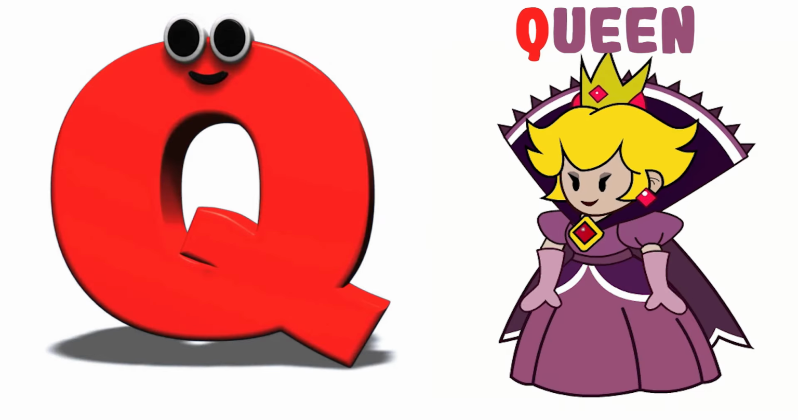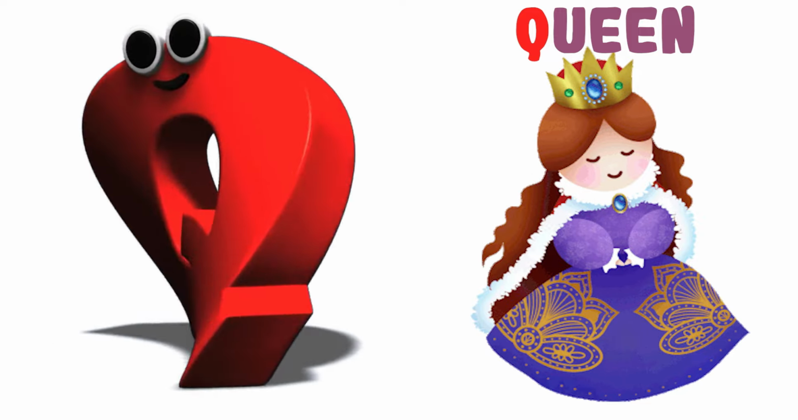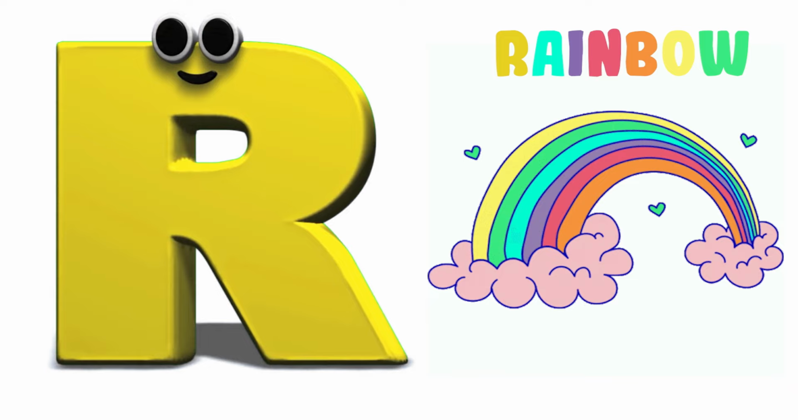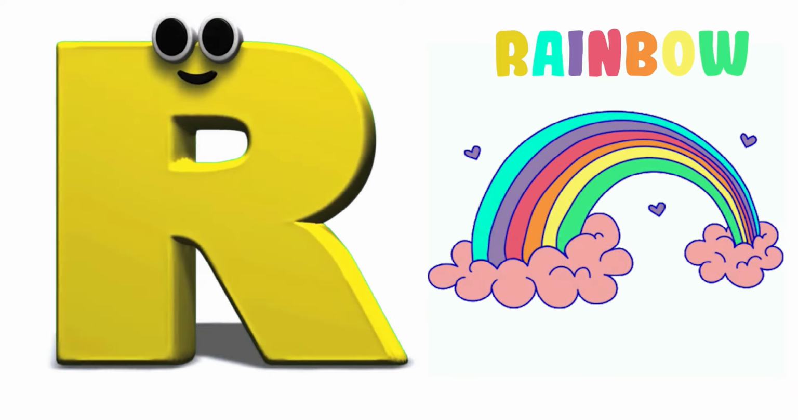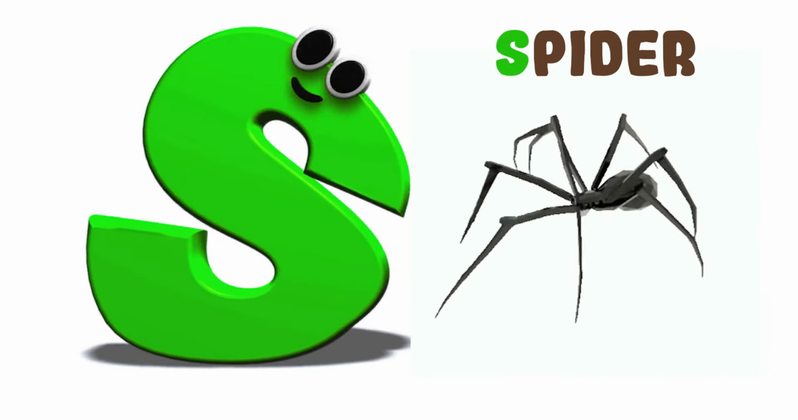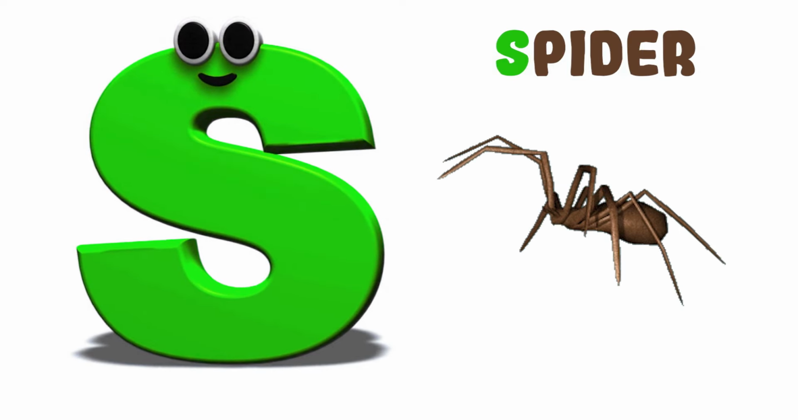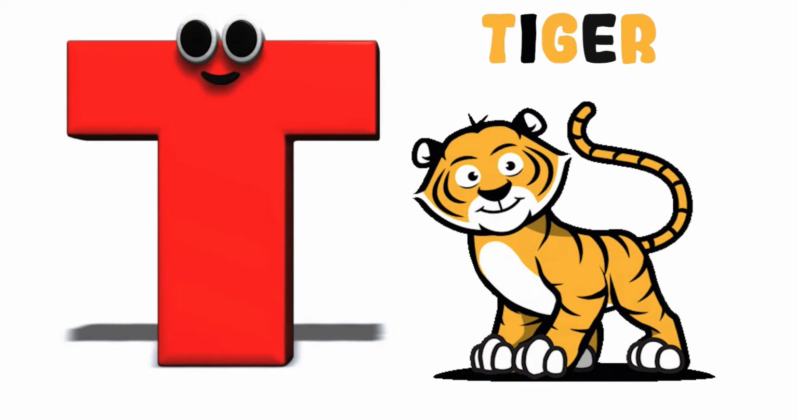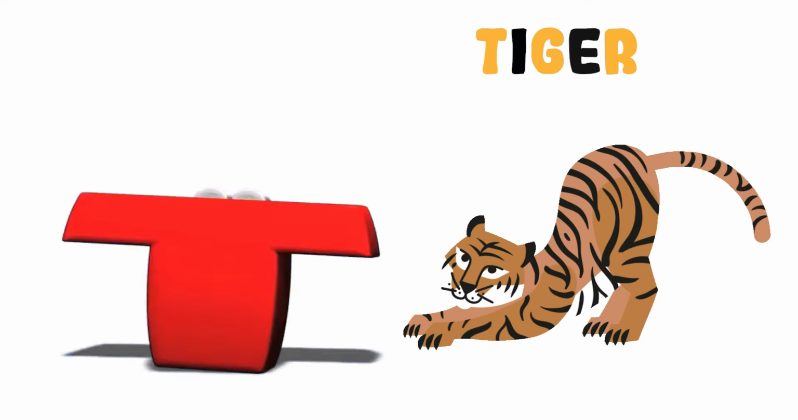Q is for queen, queen, Q, queen. R is for rainbow, r, r, rainbow, R, rainbow. S is for spider, s, spider, S, spider. T is for tiger, t, tiger, T, tiger.